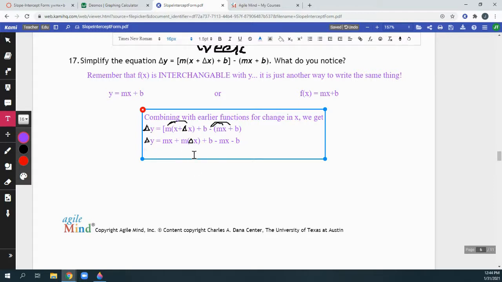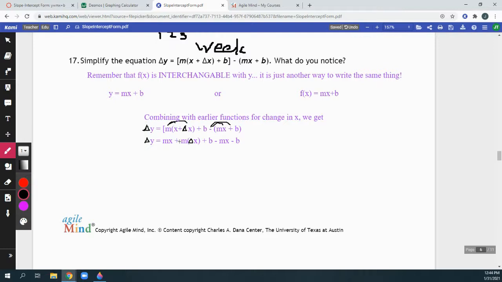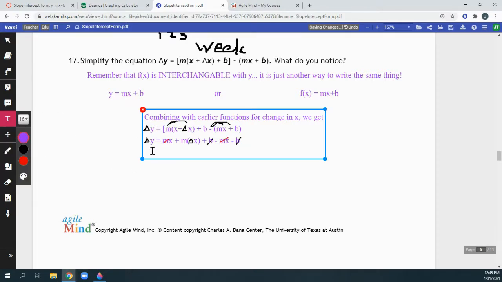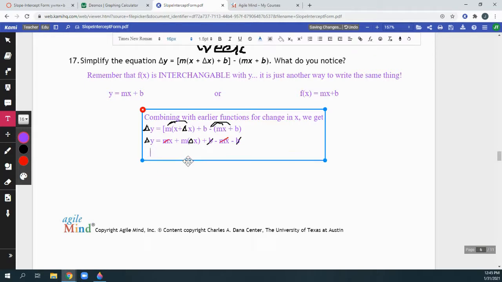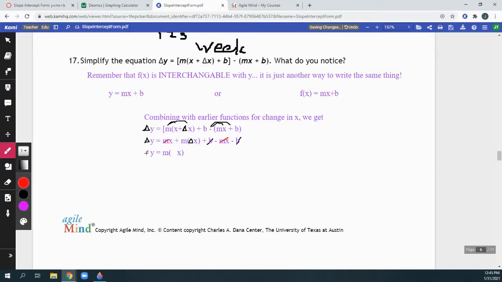So here's what we notice. I actually have b minus b, which doesn't matter what b is. Anything minus itself makes 0. I also have mx minus mx. So I end up with change in y equals m times change in x. Well, that's much prettier, much simpler.